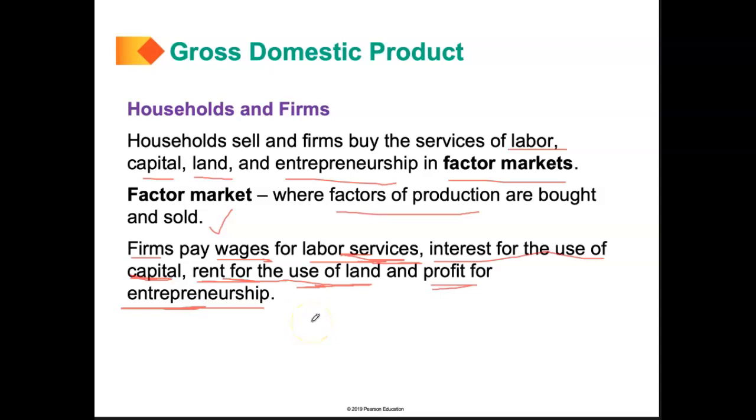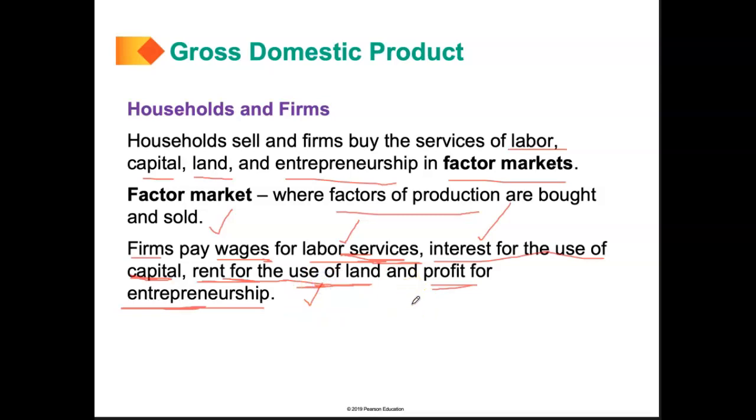Let's say you own a coffee shop. You have workers there, you have coffee machines and everything, and let's say you rent a building. You pay wages to your workers in the coffee shop, right? Let's say you go to the bank to borrow money to put these machines in place because they're really expensive. The interest you pay is interest on capital. And let's say you're renting a building, right? You need to pay rent, so that is rent for the use of land. And profit is basically what you earn. So that essentially is the factor market.